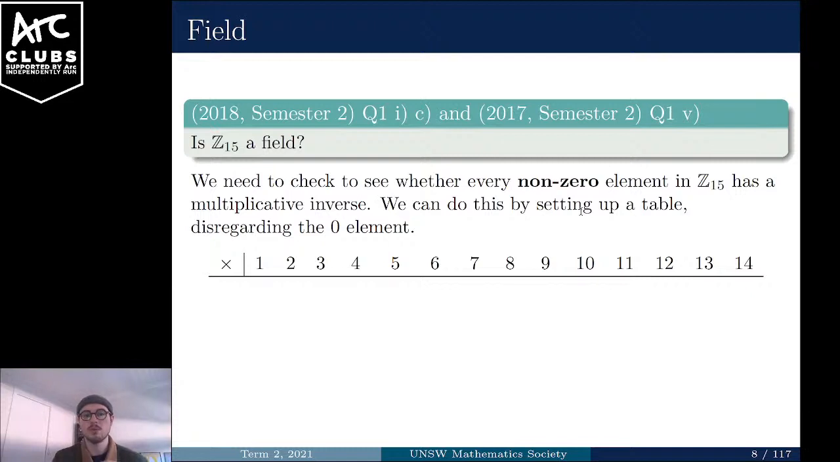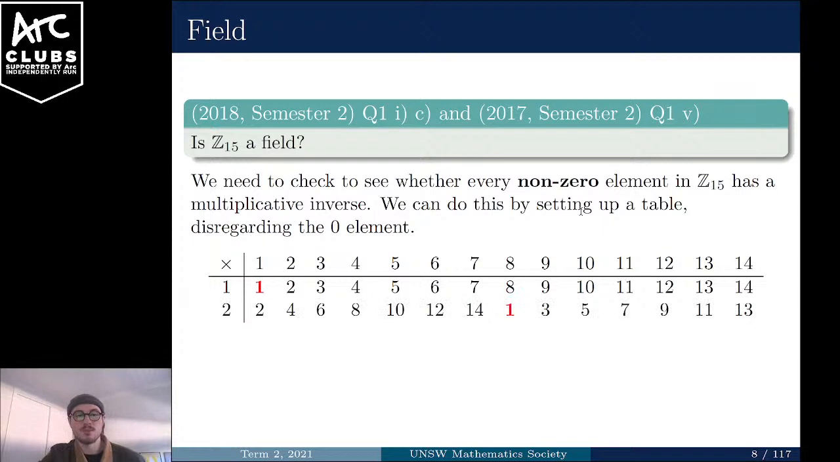So we set up a table with all the elements in Z15, take away the 0. So we've got 1 through to 14. So we can just check this one at a time. So we can say 1. Does 1 have a multiplicative inverse? Well, we look at 1 multiplied by all the other elements of the set that we're considering, and we see that 1's easy because we've got 1 times 1 is 1. So that's quite simple, quite straightforward. Then we can move forward.